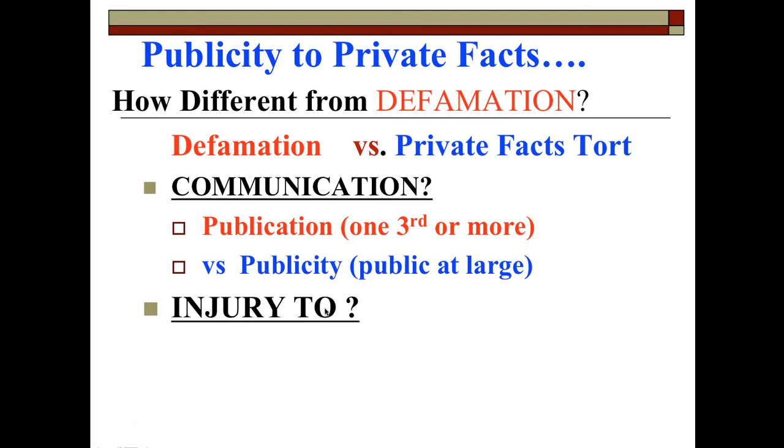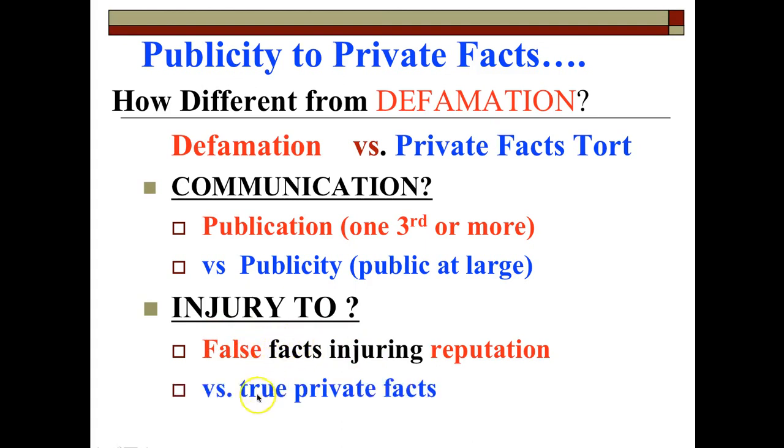The injury they seek to remedy is also different. Defamation seeks to remedy injury to the plaintiff's reputation from the publication of false facts. In contrast, the private facts tort seeks to remedy the harm to their privacy which is caused by giving publicity to true private facts.